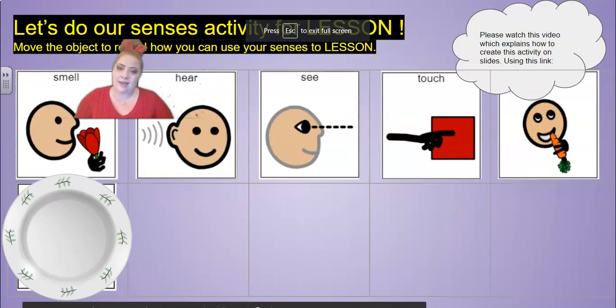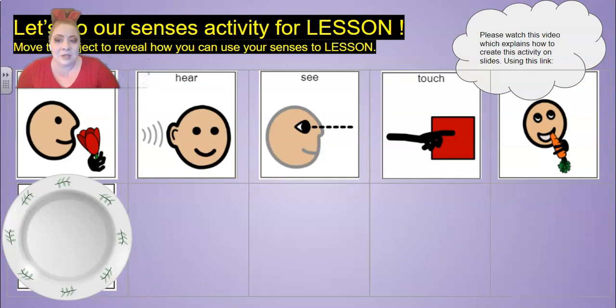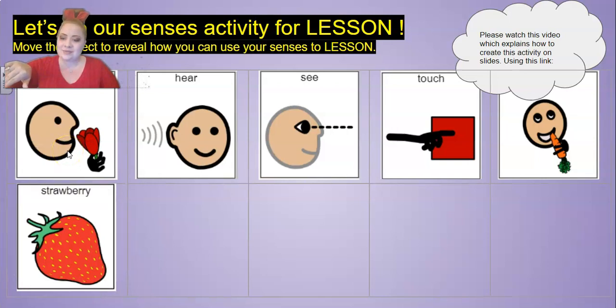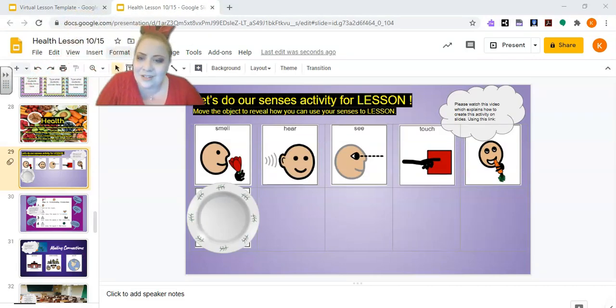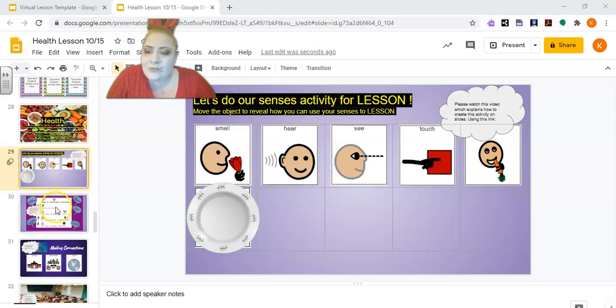Let me show you what that looks like in presentation mode. So maybe you say, all right, we use our nose to smell. What's something that you can smell related to healthy foods? And then we push away the plate, and there's a strawberry. What it looks like is a bunch of images that are covered with plates so that you can reveal the relevant things by moving the plate as you go. Of course, all of them would have a picture and all of them would have plates, and you would go through each one. That's just an idea for an activity that you can do.